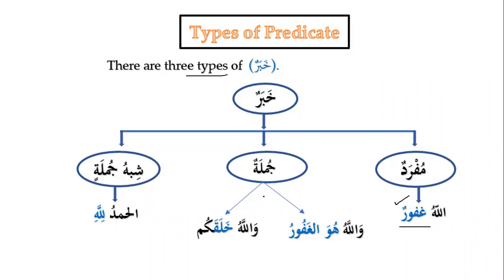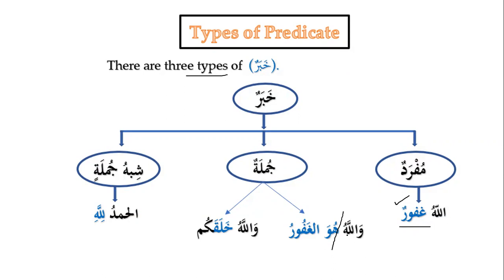Jumlatun. Khabar can be a complete sentence. A complete sentence can be a khabar as well. For example, we say Wallahu, so Ismul Jalala is mubtada and Huwal Ghafuru is khabar. Huwal Ghafuru is a complete sentence as well, because Huwa is mubtada and Al Ghafuru is khabar.